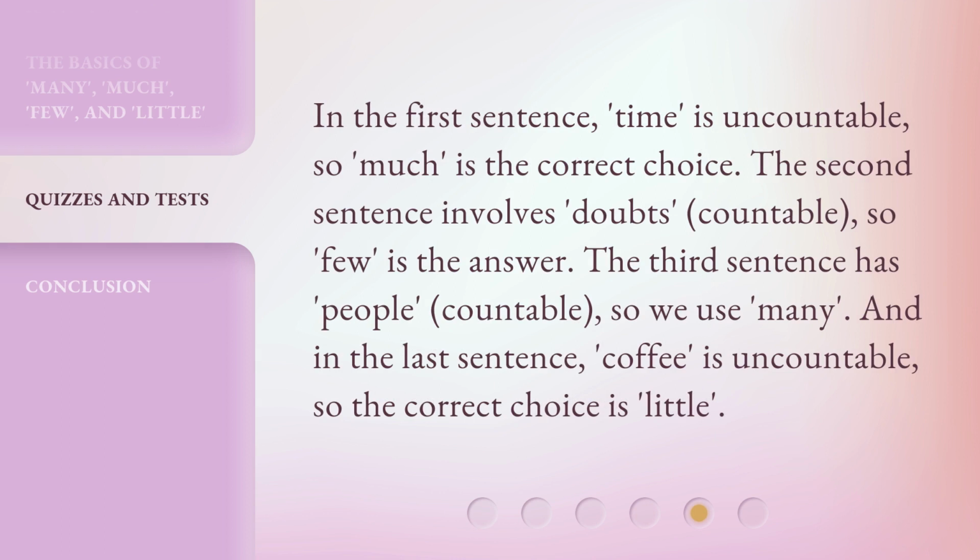In the first sentence, time is uncountable, so much is the correct choice. The second sentence involves doubts, countable, so few is the answer. The third sentence has people, countable, so we use many. And in the last sentence, coffee is uncountable, so the correct choice is little.